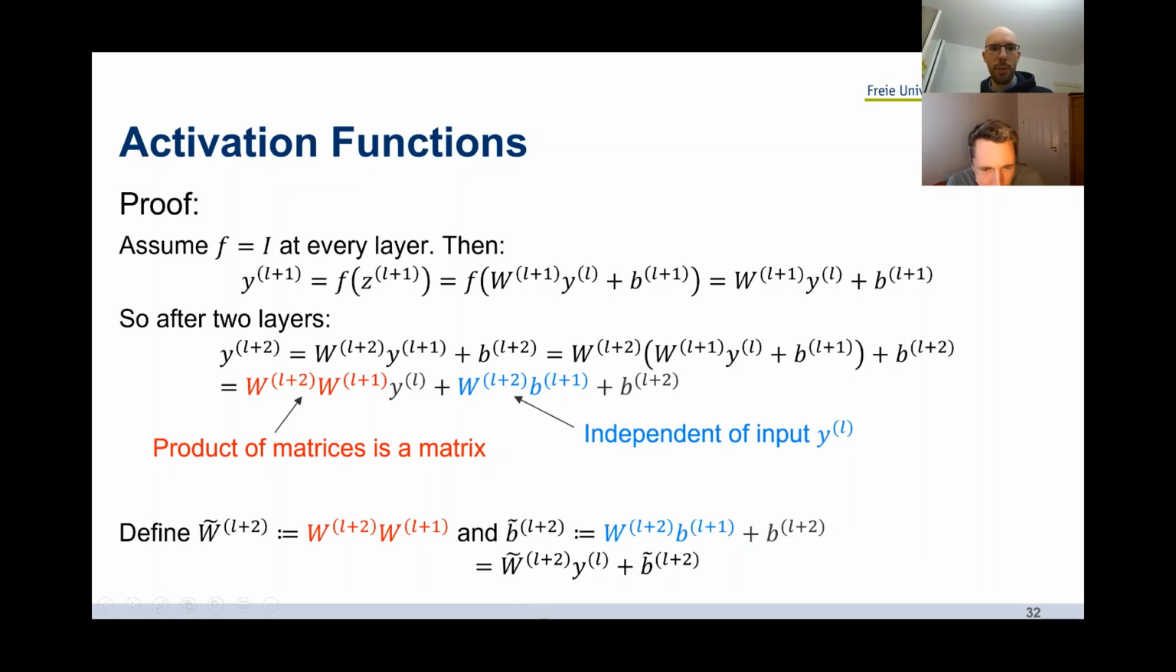So what do we do? We sum up our matrix product to a new matrix, and we sum up this expression, which is a vector, to a new bias vector. And then we end up with this, which is just basically what a single layer was already doing. And so we see that by using no activation functions, we have no gain from stacking multiple layers on top of each other.